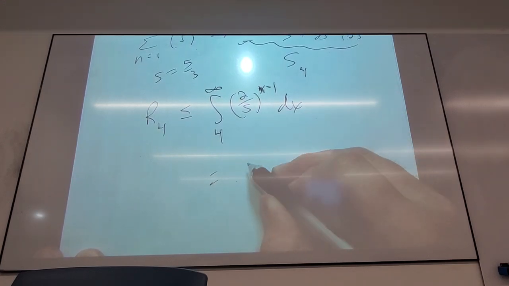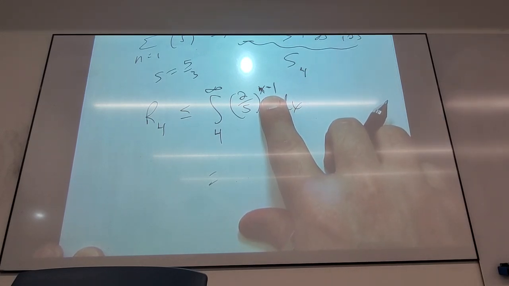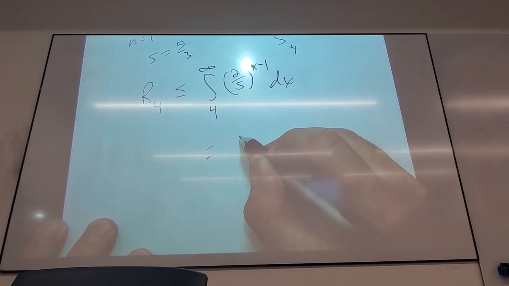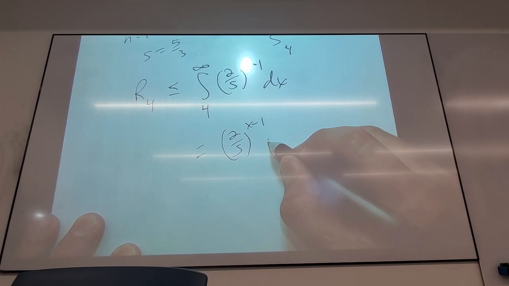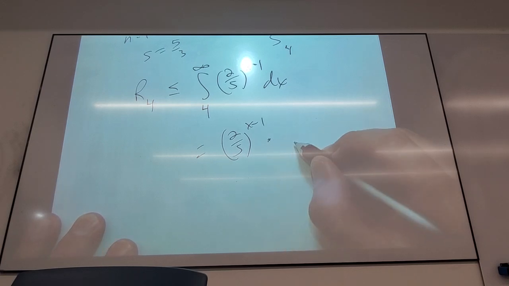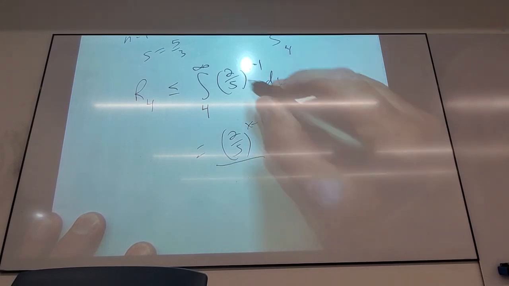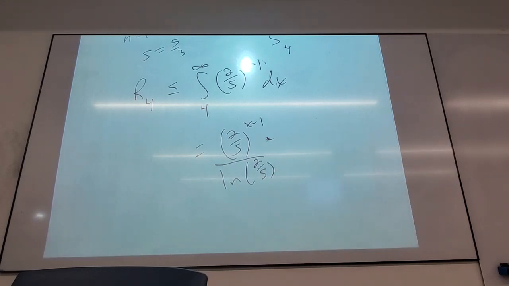So, how do I integrate this? Does anybody not like the x minus 1 power? All right, let's just leave it. So this is equal to 2/5 to the x minus 1 times, wouldn't it be over? Yeah, over natural log of 2/5. Yes. Okay, I like it.